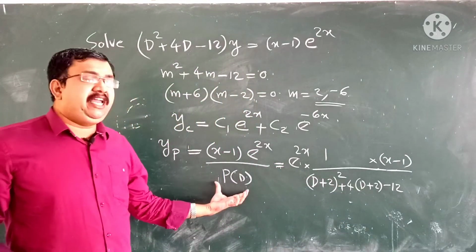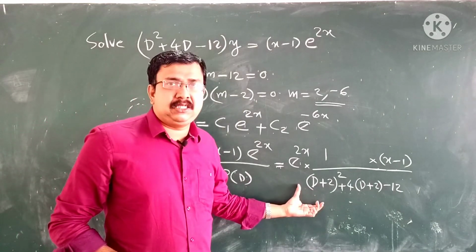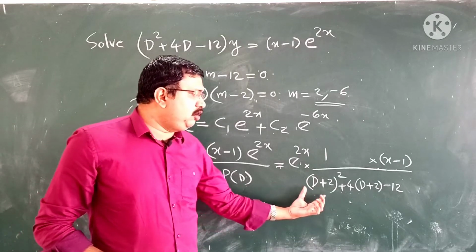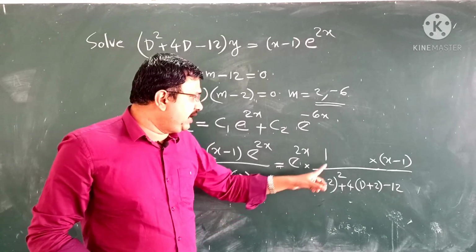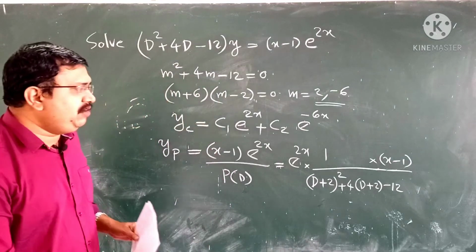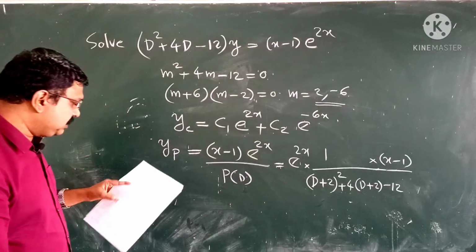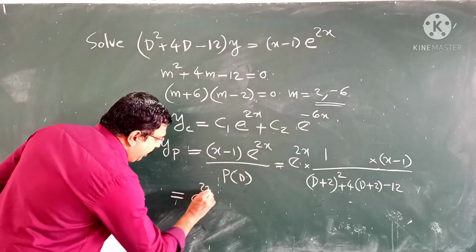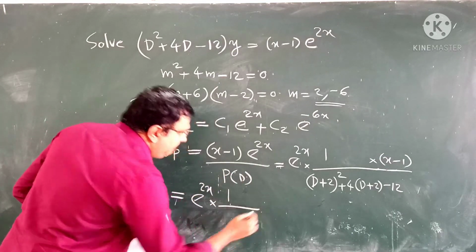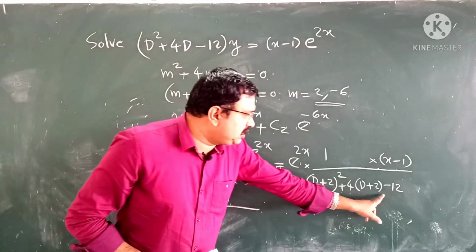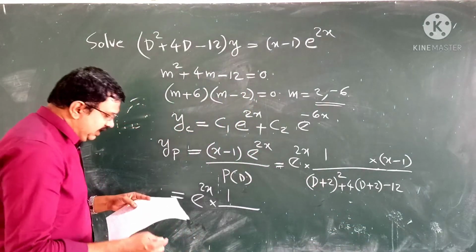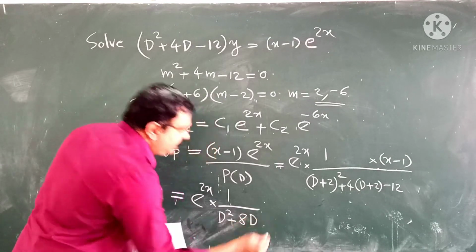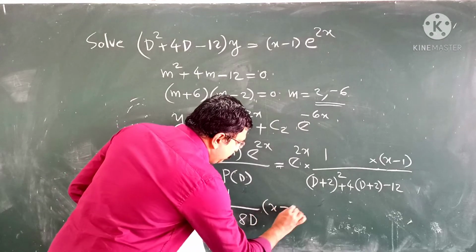That is, f(D) will become f(D+a). Here a is 2. Therefore, this f(D) is changing into f(D+2). When we solve this, we get e^(2x) into 1 by D² + 8D into x − 1.